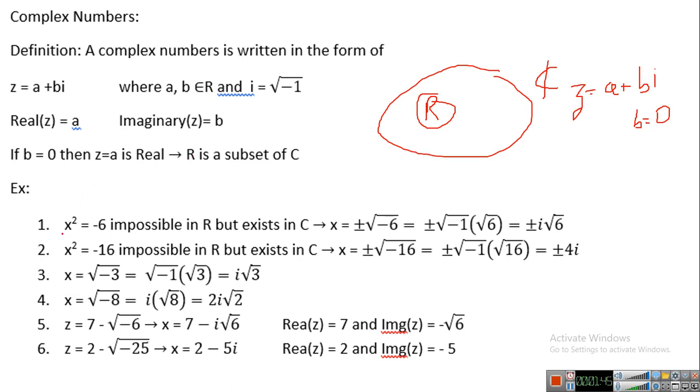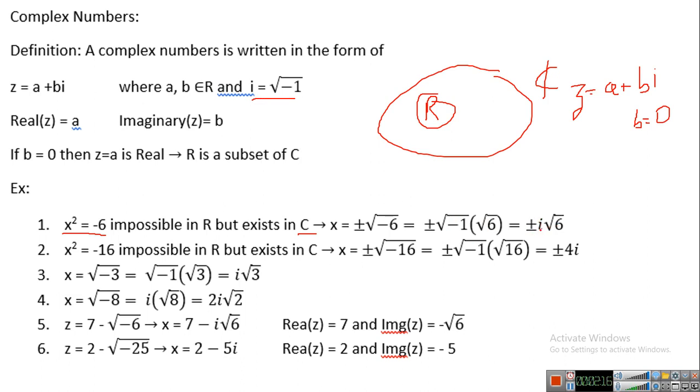We all know that x squared = minus 6 is impossible in real, but it exists in another set called complex. So if you want to remove the square, you say plus or minus radical, but I have radical minus 6, because I know I'm working in the complex set. So I can write radical minus 6 as radical minus 1 times radical 6, and radical minus 1, to say it's complex, I write it as i. So it will be plus or minus i radical 6.